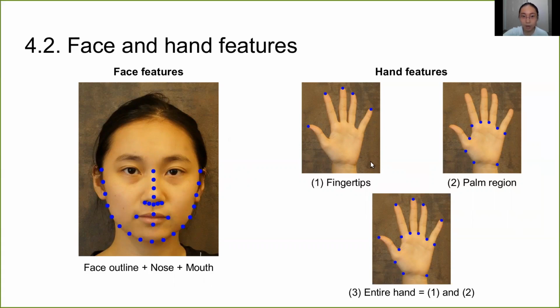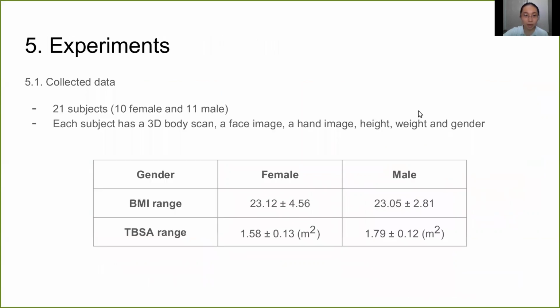For the hand, we use 3 types of features. The first one consists of only 5 fingertips. The second one consists of 9 points along the outline of the palm, and the last one includes all points in the previous two. In our experiment, we collected data of 21 subjects that consist of 10 female and 11 male.